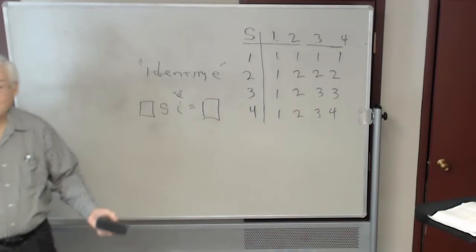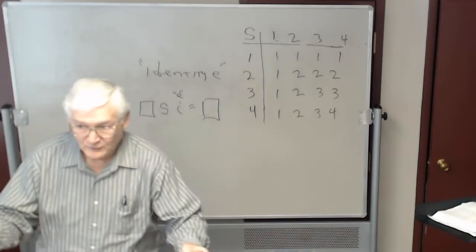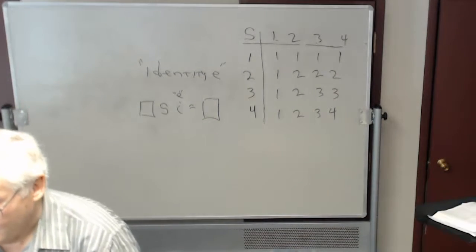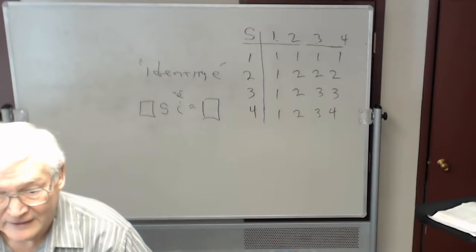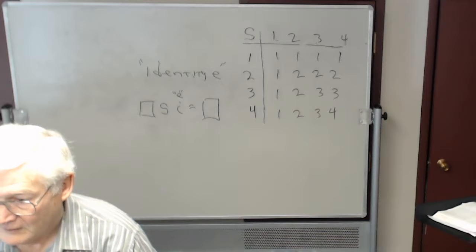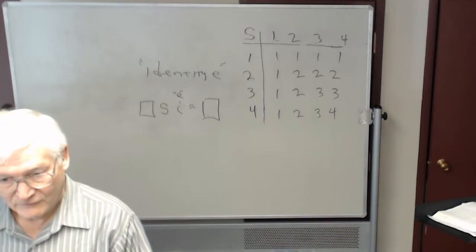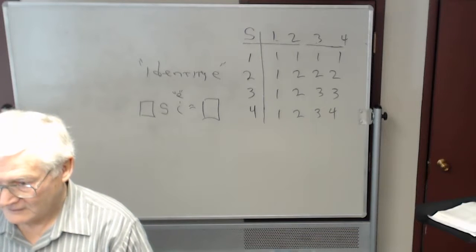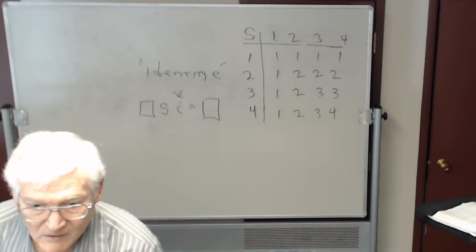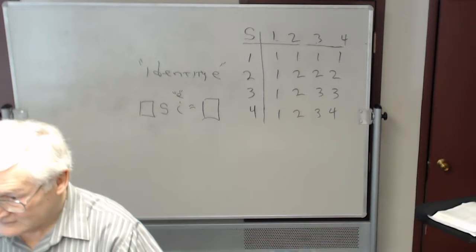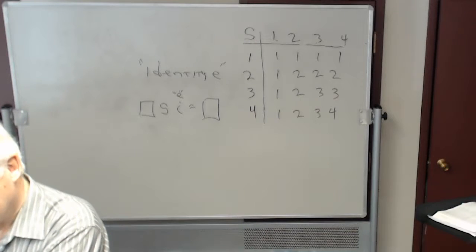What's the identity element for multiplication in numbers that you work with all the time? What number can you multiply by any number and it doesn't change the identity of the number? 1. So 1 is the identity element for multiplication. What's the identity element for addition? 0. Because I add 0 to any number and it doesn't change that number's identity.